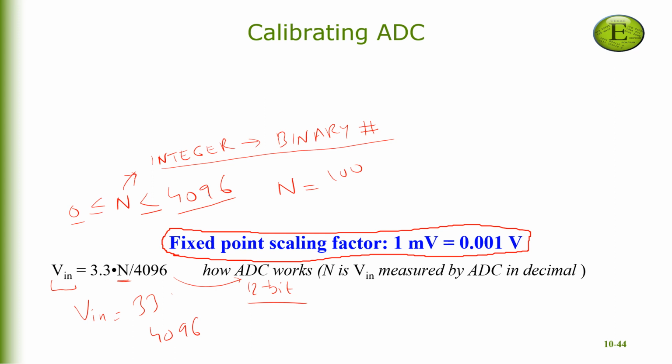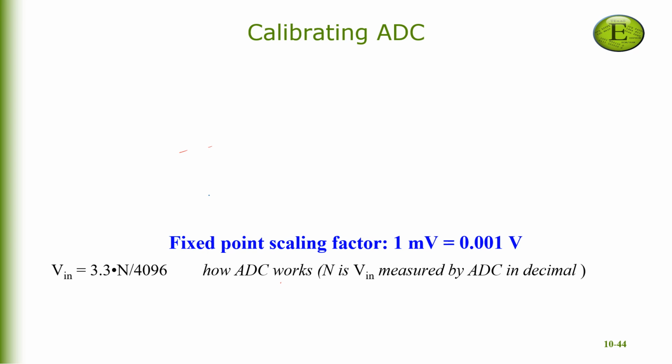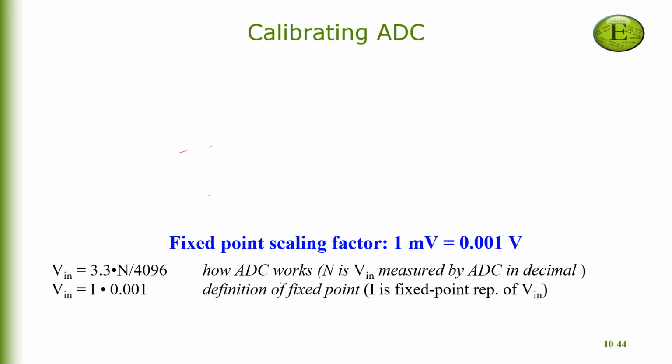So really what we are doing here is representing the analog input voltage as a rational number. That's the whole idea of the fixed point representation. This fixed point representation of Vin is important as far as the calibration requirements are concerned. Once Vin is expressed as a fixed point number, it can be represented as an I variable multiplied by the fixed point scaling factor 0.001. And our job will then be to relate this I with n.